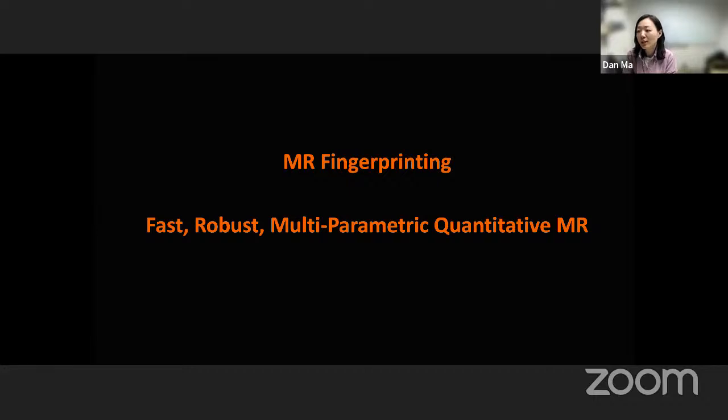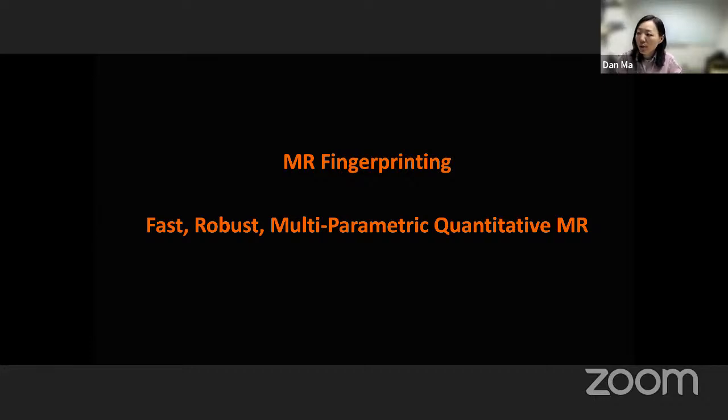The main reason is that it takes a long scan time, so it's not efficient. So lots of quantitative maps or scans are not being used in clinical settings. The goal of MR fingerprinting is to really develop a fast, robust, and multi-parametric quantitative MR technology. Fast meaning that we want to develop a scan that can be used in clinical settings, and robust meaning that this scan can be implemented in different scanners, and maybe quantify tissue properties across the body. Multi-parametric is also another way of improving scan efficiency.